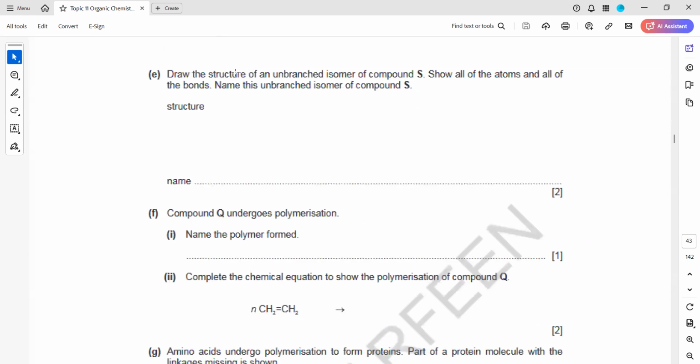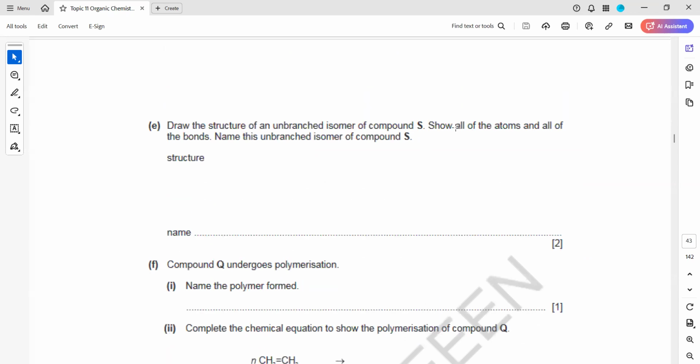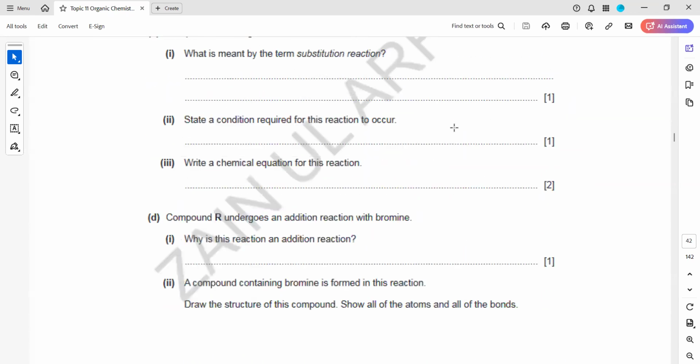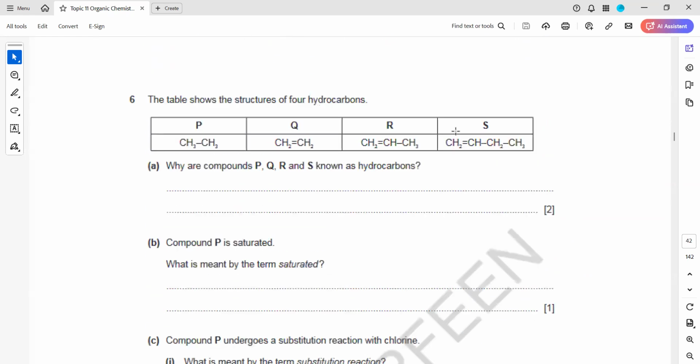Next is draw the structure of an unbranched isomer of S, show all the atoms and all the bonds, and name it. We want to draw an isomer. The term isomer means it should have the same molecular formula but a different structure. We want to make it unbranched. So if you want to draw an isomer of S, what we simply do is switch the position of the double bond. Here, the double bond is attached to the first carbon. We'll attach the double bond to the second carbon.